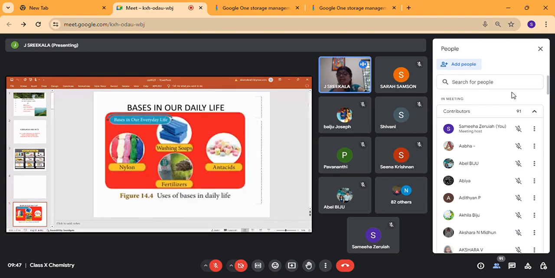Next, bases. Can you see the slide? Okay. Bases are used in washing soaps, antacids. What is antacid? Medicine used to decrease the acidity of stomach. Are you having notebooks with you? All of you keep notebooks with you, write what you are listening, at least the points, so that in the evening you can go through this. So the medicine used to decrease the acidity of stomach is antacid. Okay, we'll go to the next step.